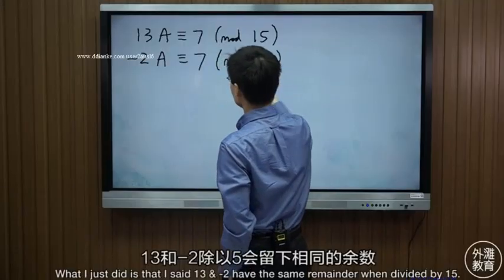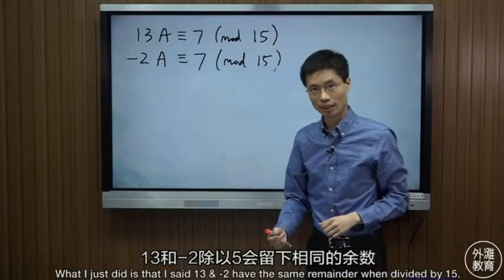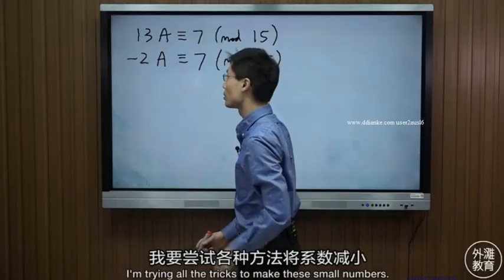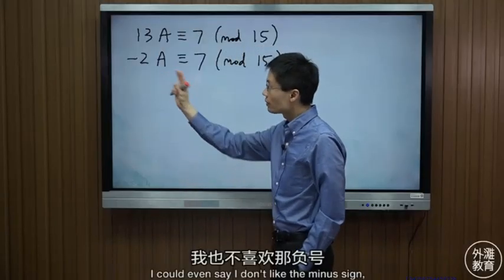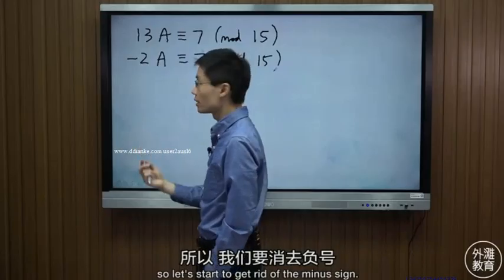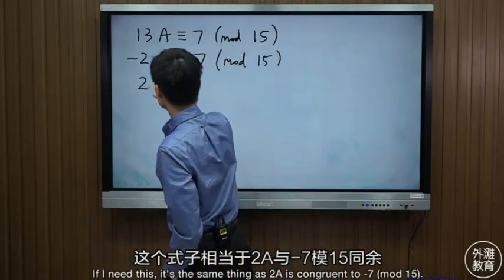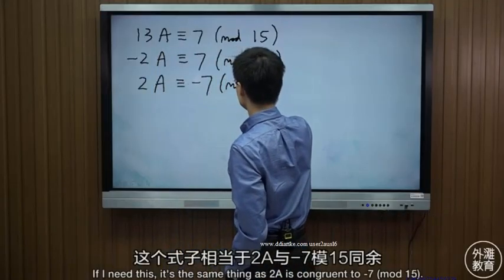What I just did is I said 13 and minus 2 have the same remainder when I divide by 15. I'm trying all the tricks to make these into small numbers. Well, now I don't like the 2. I could even say I don't like the minus sign. So let's start with getting rid of the minus sign. If I need this, it's the same thing as 2a is congruent to minus 7 mod 15.